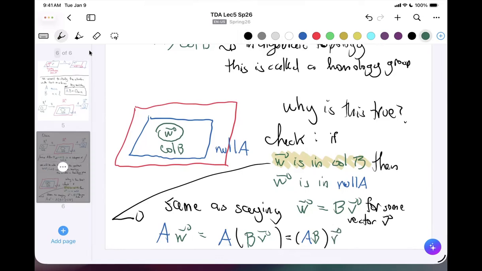Oh, but what is A times B? That's a zero matrix, and the zero matrix times anything is just zero. Perfect. And that's what it means to be in the null space of A, right? Because A times W is zero, that means it's in the null space.